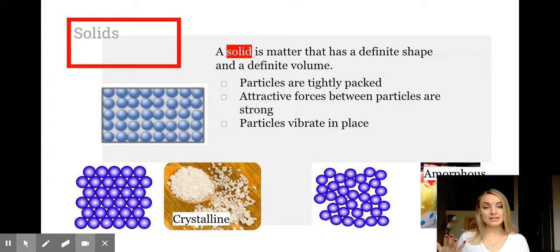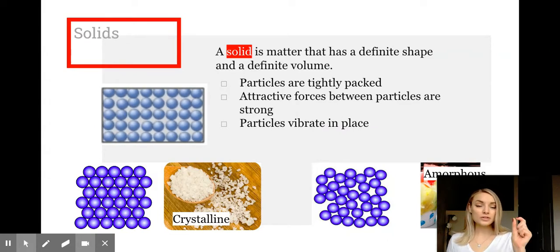So the example is salt. If you look very closely at a grain of salt, it's like a tiny little crystal because all of its particles are arranged in a very organized way.